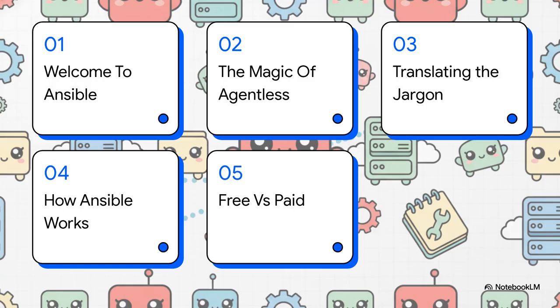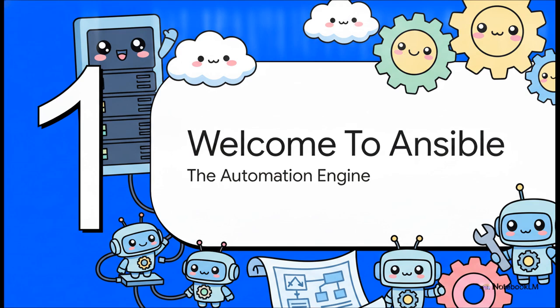Here's a quick look at our roadmap for today's explainer. We'll start with a welcome to what Ansible is, explore the magic of its agentless architecture, translate the core jargon, trace how it actually works step by step, and then finally compare the free community version against the paid enterprise platform. Let's kick things off with Section 1, Welcome to Ansible, the automation engine.